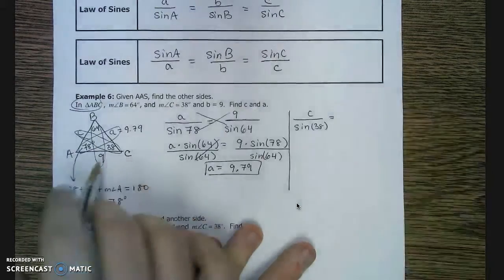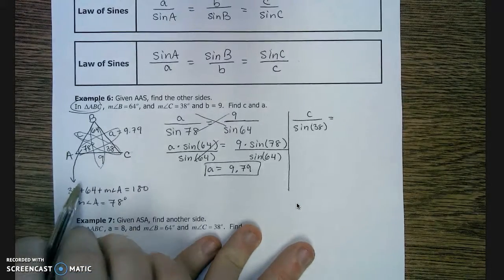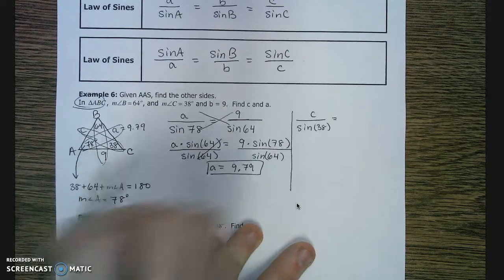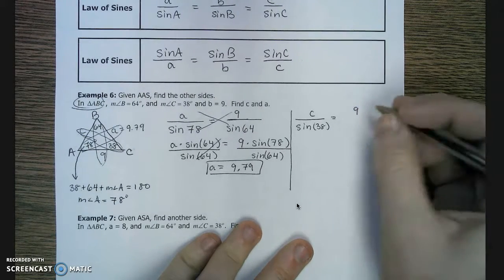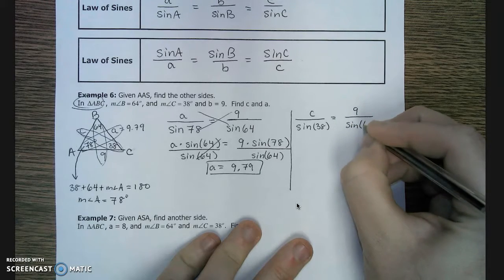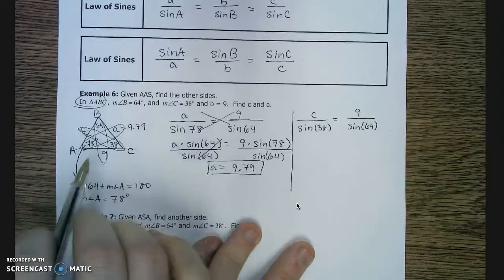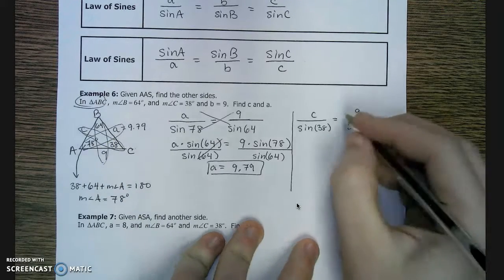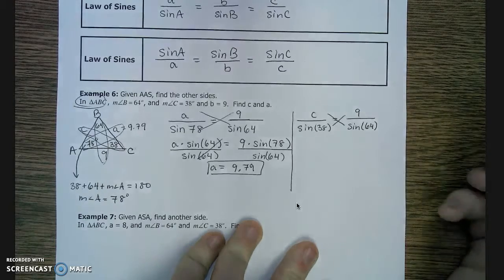equals, and you can use any of the ones you've got. It's best to use the one they gave you. They gave us 9 and they gave us sine 64. And just in case we got a wrong, it's best to use the ones that they gave you, because then you know for sure that you're using the right numbers.